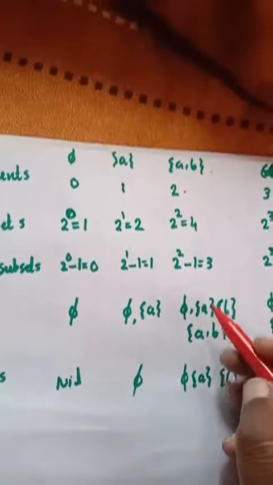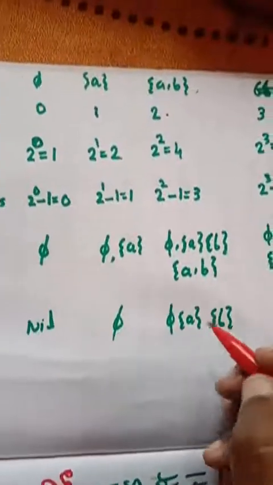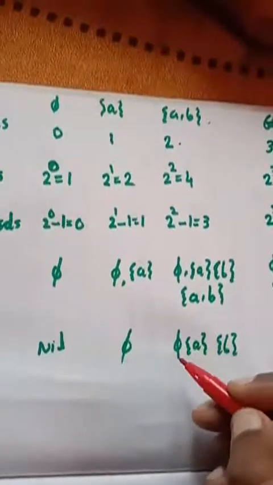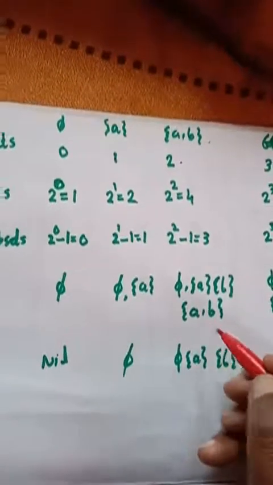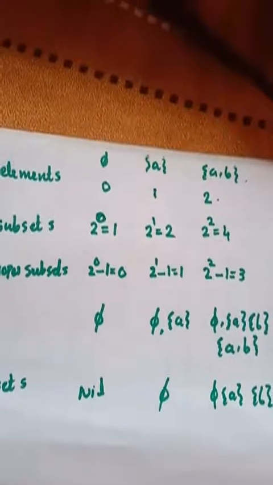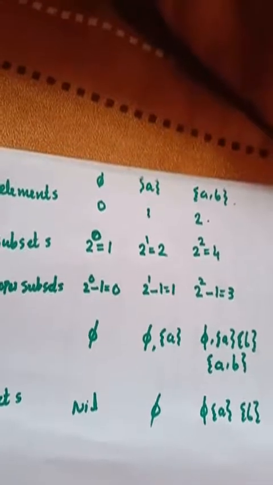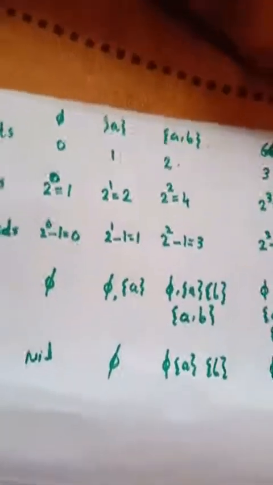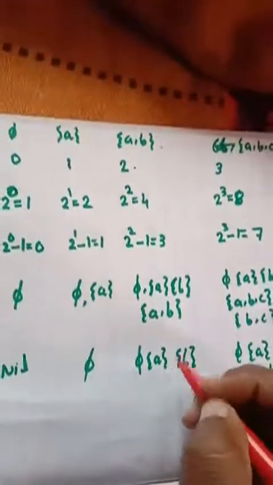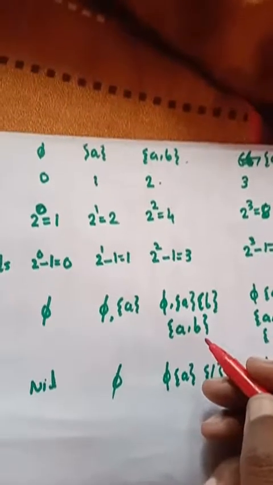We can write this way: null set, set A, set B. Then together we can write set AB. Now the proper subsets are null set, A and B. Don't write AB together. Why not write A, B together? Because a proper subset means it contains all the elements of A, but here all the elements of A and B means AB, but not that set. At least one element is not in A.